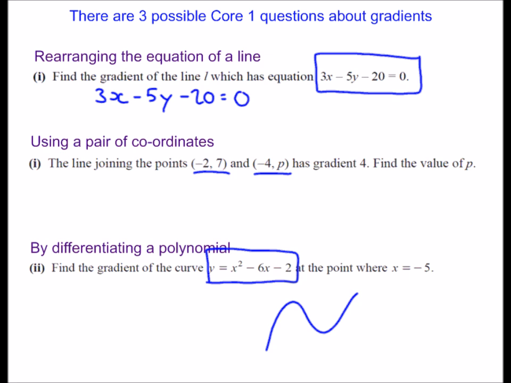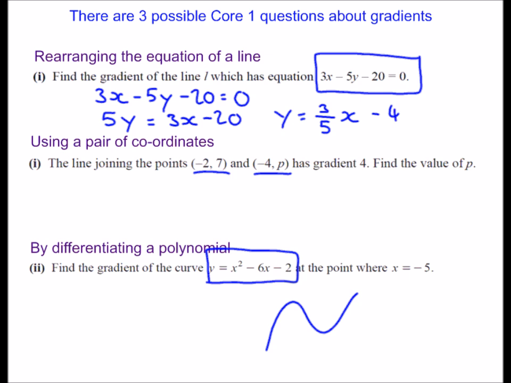Now, I'm going to get my y on one side and everything else onto the other side. So I'm going to take the 5y across, and I'm going to have 5y on its own. I'm going to leave the 3x and the minus 20 on the side it's on. And now, because we need it in the form y equals mx plus c, not 5y equals mx plus c, I'm going to divide through by 5. So we're going to get y equals, now 3 divided by 5 is 3/5. And 20 divided by 5 is 4.